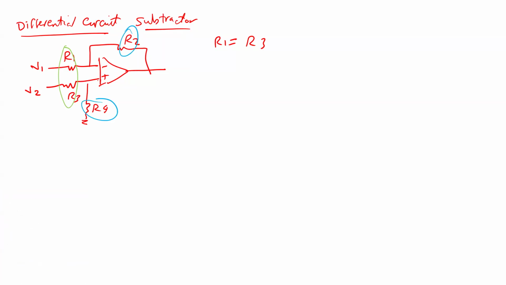If I take this special case, R1 equals R3 and R2 equals R4, now the output equals R2 divided by R1 times V2 minus V1. That's why I call it subtractor, because you can subtract two signals. Any questions?